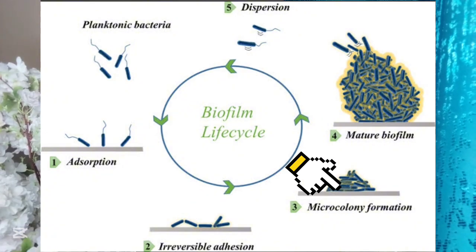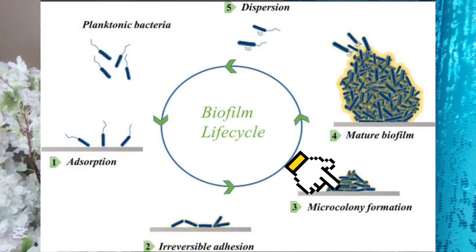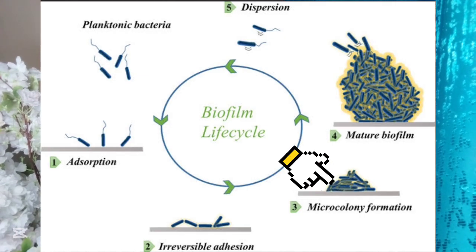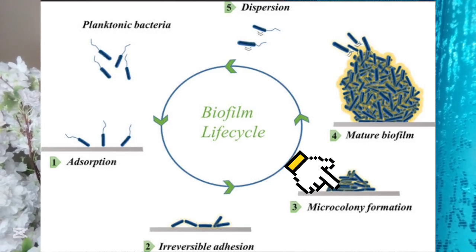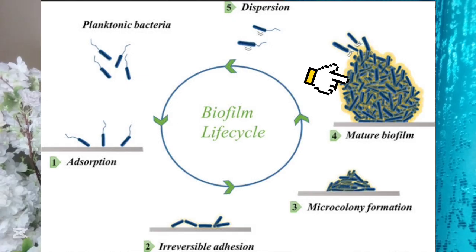The third stage is formation of microcolonies. During the stage of formation of microcolonies, the bacteria start to grow in large numbers on the surface of the central venous catheter, the central line. The fourth stage is biofilm formation.